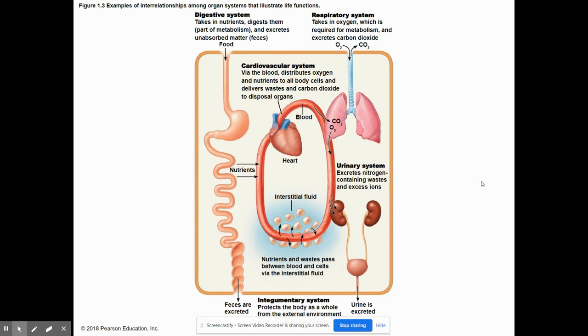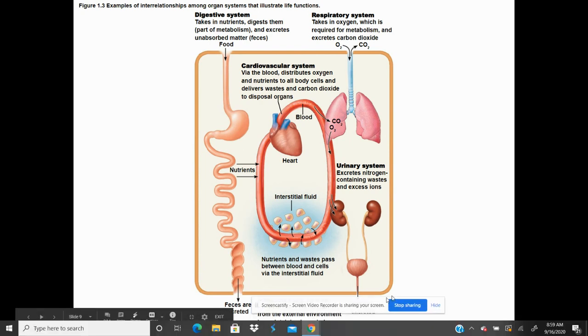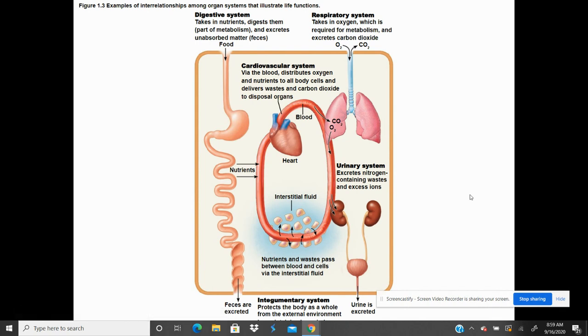The urinary system excretes nitrogen-containing waste and excess ions, and then nutrients and waste pass between blood and cells via the interstitial fluid. And finally, the integumentary system protects the body as a whole from the external environment in the form of our skin.